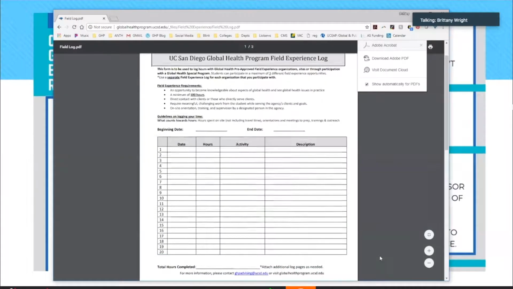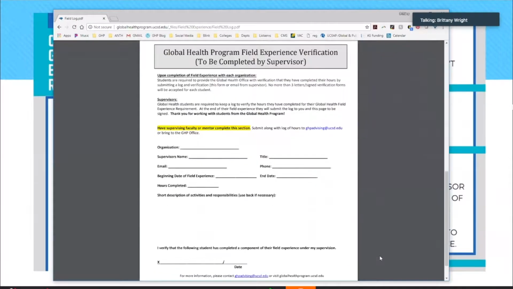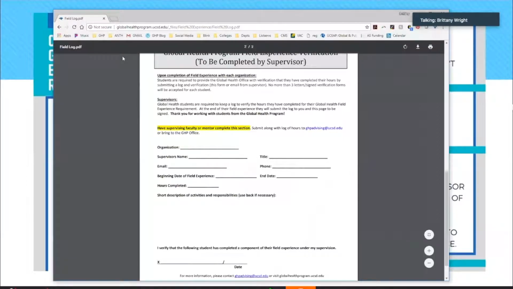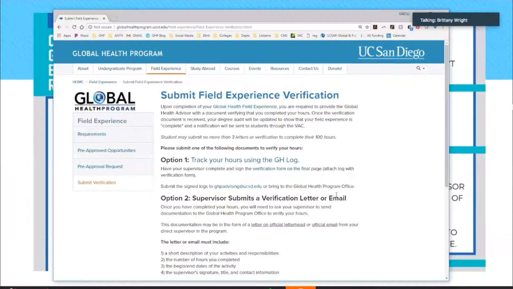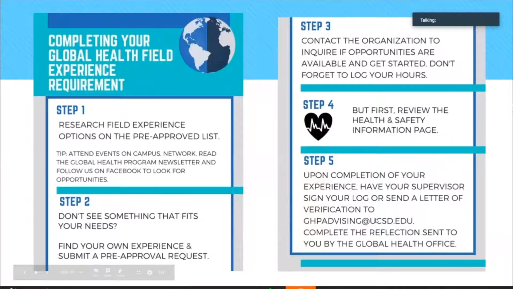And then, so you would log your hours here, and then you would have your supervisor sign off on this. Once you have this signed off on, you would submit the hours to GHP Advising or bring them into the advising office, and that's how you would get your hours verified. There's more information here under Submit Verification about getting your field experience hours completed. And of course, you'll review the health and safety information page and submit your hours signed by your supervisor.